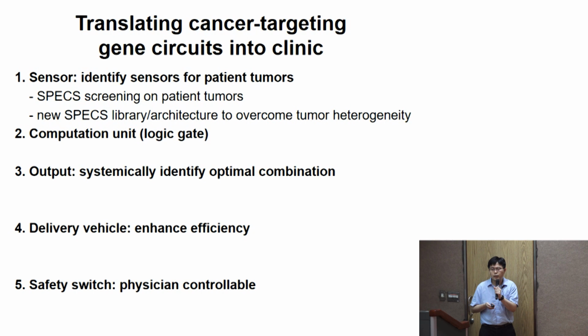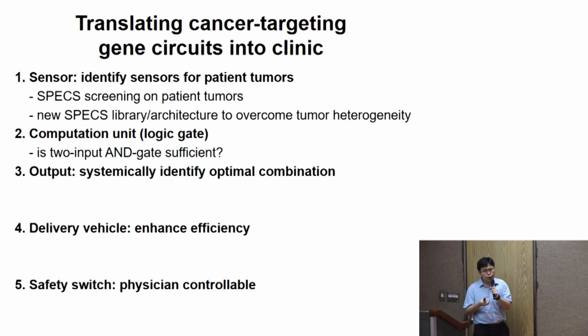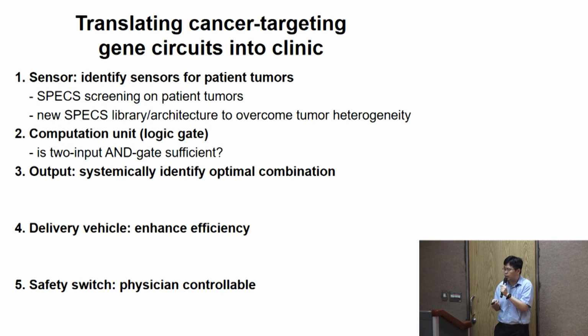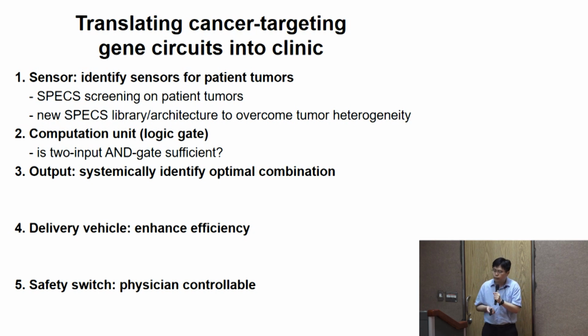Next, for the computation unit, or the logic gate, the immediate next question to answer is: is the 2-input AND gate sufficient to precisely distinguish tumor cells from normal cells? And the answer is very likely context dependent. If the tumor is very distinct from its surrounding normal tissues, a 2-input AND gate might be sufficient. But if it is very similar to surrounding normal tissues, we might need a 3-input or even more input AND gate. And I thought about that. My circuit design actually can directly extend to multi-input, and in theory limitless input, AND gates in a single computation layer.